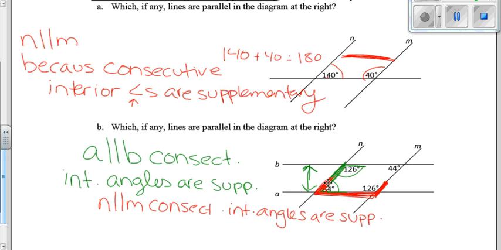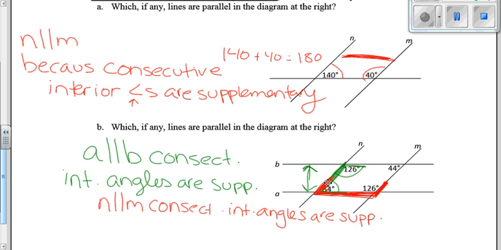So you have to look at the angles you're given and decide, do they create any relationship? Are they corresponding? Are they alternate interiors? Are they alternate exteriors? Are they consecutive interior angles? Okay, so you need to look at the angles and decide if a relationship exists. If they do, you can show that lines are indeed parallel.